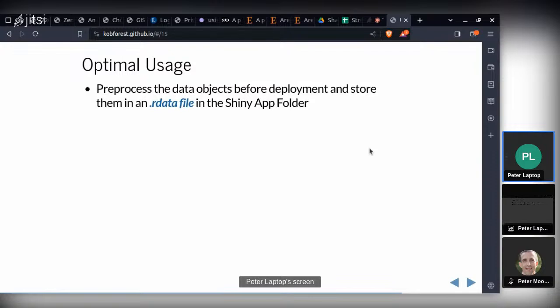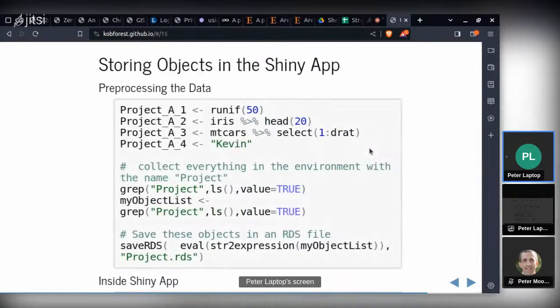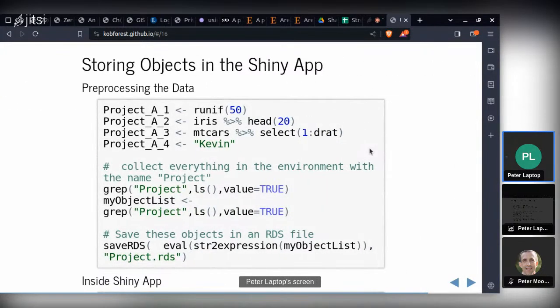So a different approach to take there might be to pre-process the data objects before deployment and store them in an RData file or an RDS file. There's actually two of them in the Shiny app folder. So there's the RData files and RDS files, which is essentially the same thing.